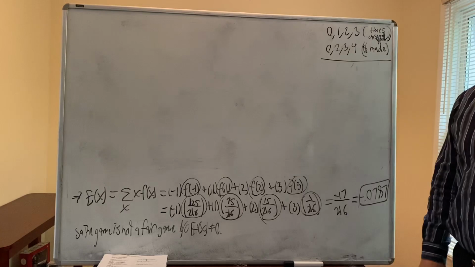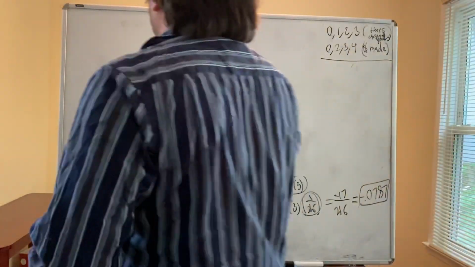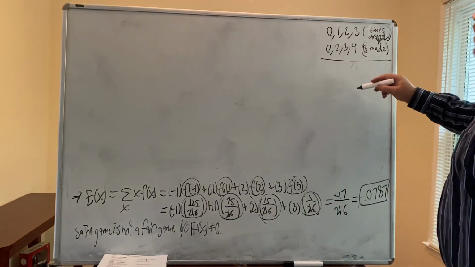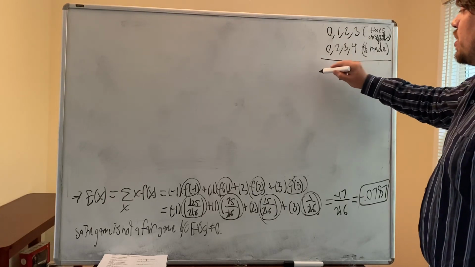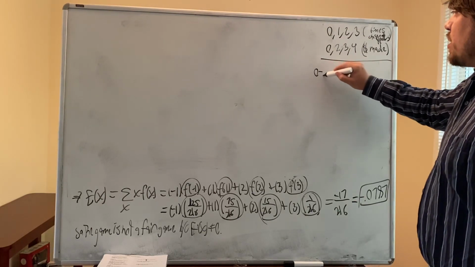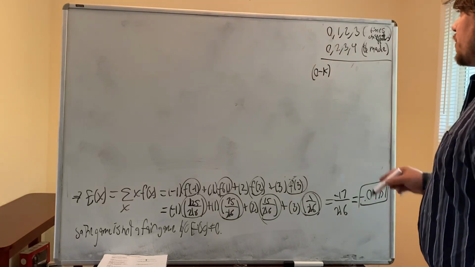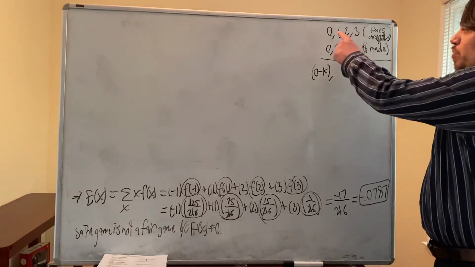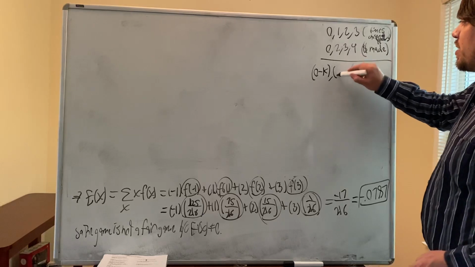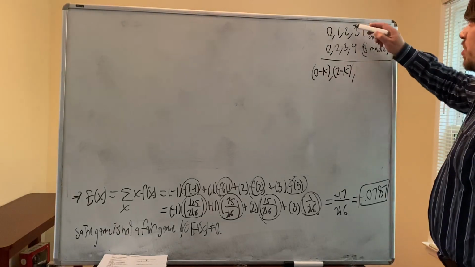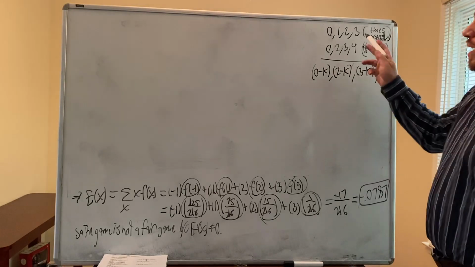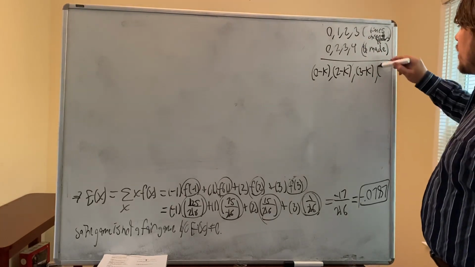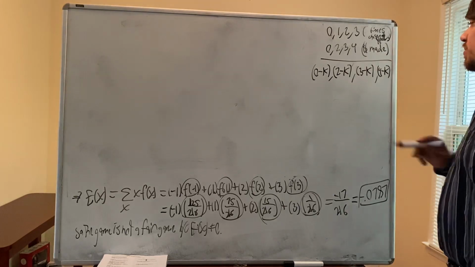But now the fee is going to be K. So first, if the fee is K instead of 1, then that means that if the number appears 0 times, the player is going to make 0 minus K dollars. If the number appears once, he's going to make $2 minus the fee K. If it appears twice, $3 minus K. If it appears 3 times, $4 minus K.